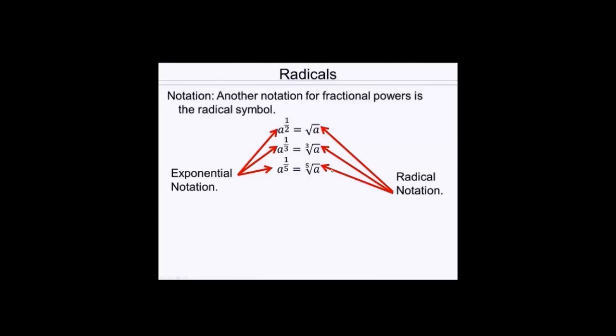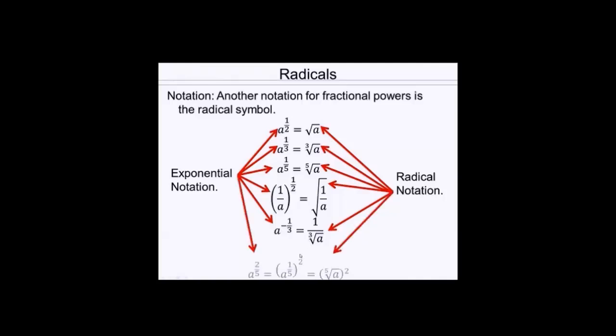You can say 5th root of a, or a to the 1/5, or a to the 1/3, cube root of a, a to the 1/2, square root of a. 1 over a to the power 1/2: 1 over a is the base. The base becomes the radicand, and then you have the square root sign. A to power -1/3: remember how we said negative means take it to the denominator with positive exponent 1/3, and positive exponent 1/3 is cube root of a. So a to the -1/3 would be 1 over cube root of a.